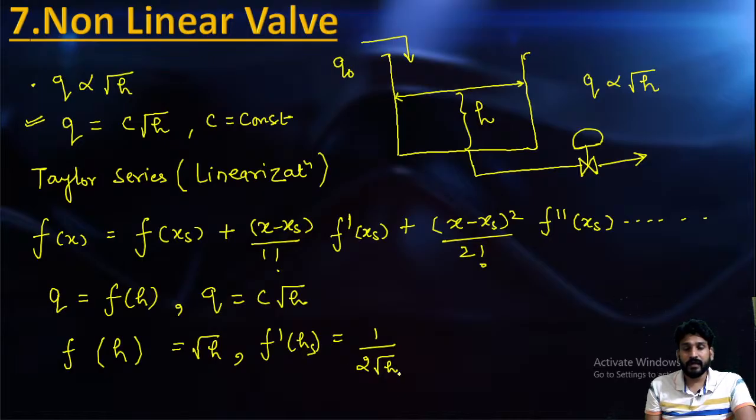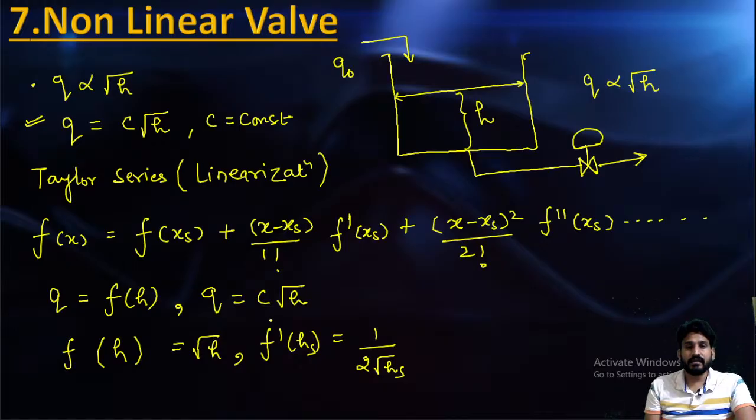About the steady state point. So this is my steady state: f dash hs is equal to 1 by 2 square root of hs. Now, whatever you see in this series, just put this value in. Okay, is it clear to you or not? So just put it.